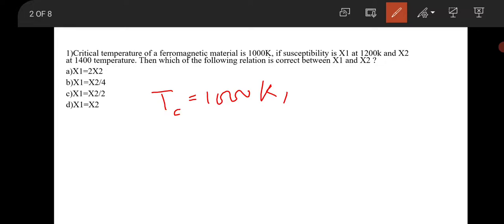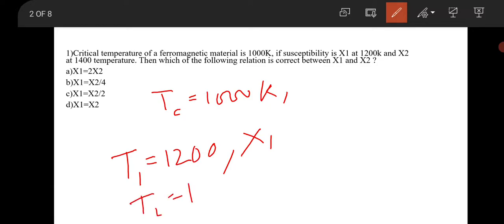When the temperature T1 is 1200, the corresponding susceptibility is x1, and the temperature now changes to 1400 and the susceptibility becomes x2. So what is the relation between x1 and x2? It's one of the important questions.